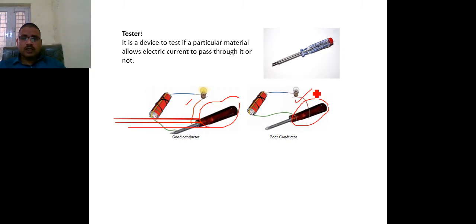That means the tester is a kind of device to test whether a particular material allows the electric current to pass through it or not. Here this material is allowed to pass the current, and here this material is not allowed to pass the current. By this, the tester is used to check whether materials allow the current to pass through or not.